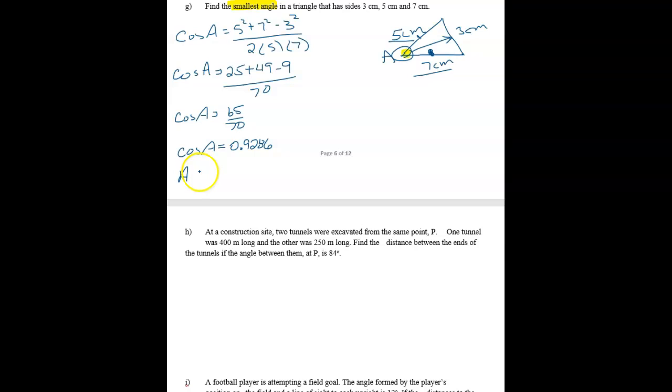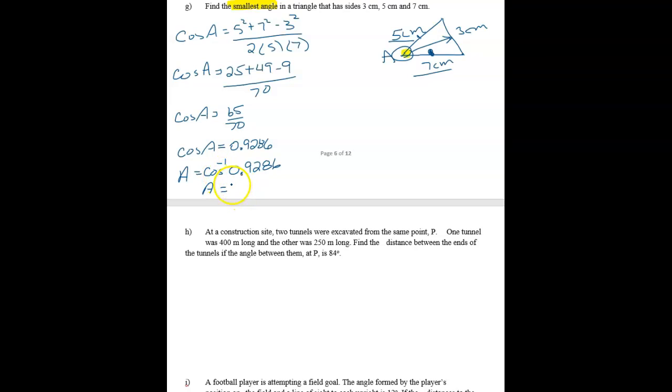You say A equals, and you have to show the inverse cosine. It should be cosine -1. And that gets a little blurred when I'm writing it at times. So let's do it right. 0.9286. So then my angle is, on my calculator, the way it's set up, I hit second function cosine, 0.9286 equals, and I have 21.7.